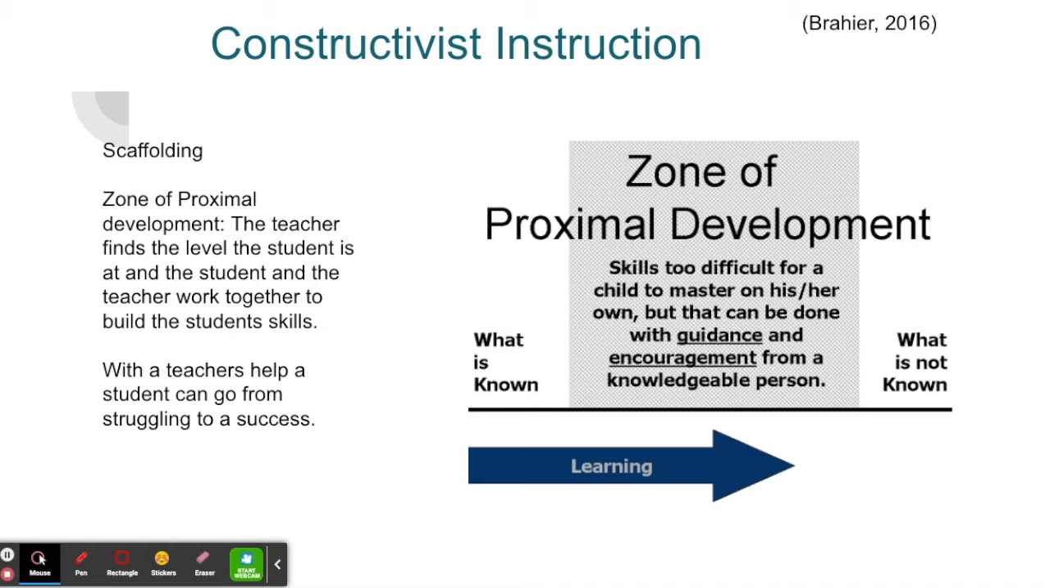Constructivist instruction, zone of proximal development. A teacher can take a student from what they know to what is unknown. With them in the middle, they could provide a helping hand to get students from the unknown to the known.